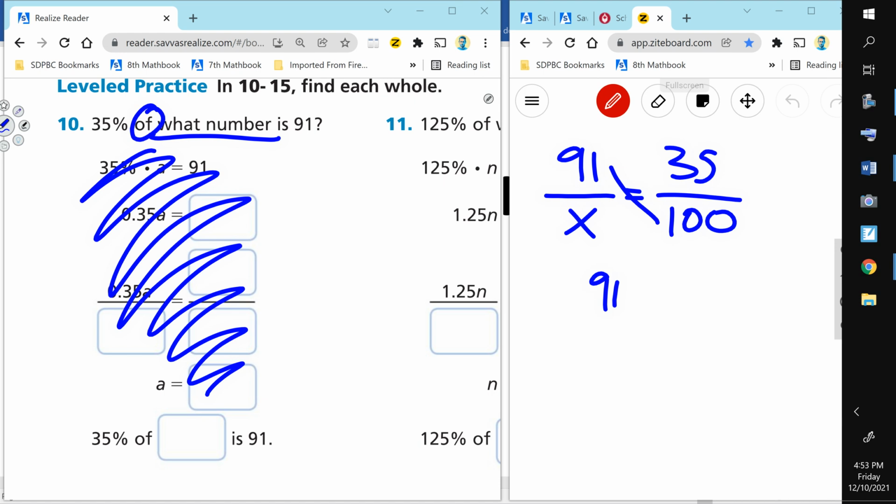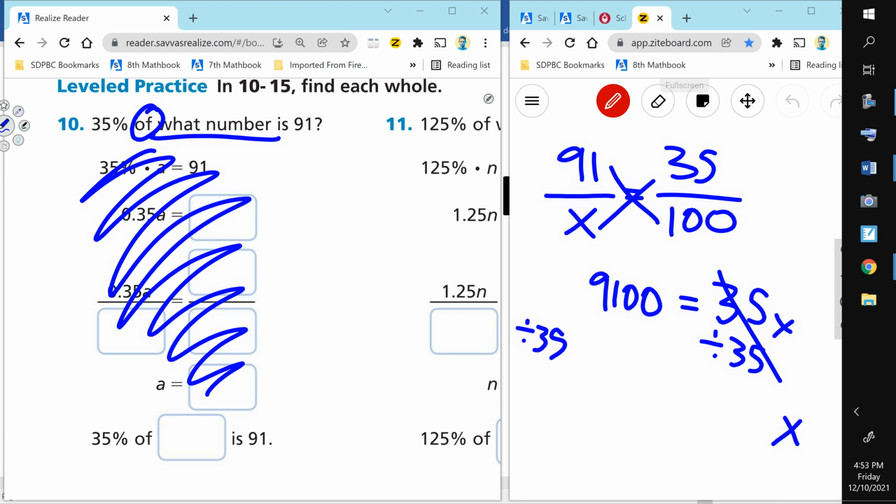91 times this is this. X times 35 is 35x. I'm going to divide this side by 35. I'm going to divide this side by 35. Cross out the twins. X is going to equal 9,100 divided by 35. So what is that going to be?